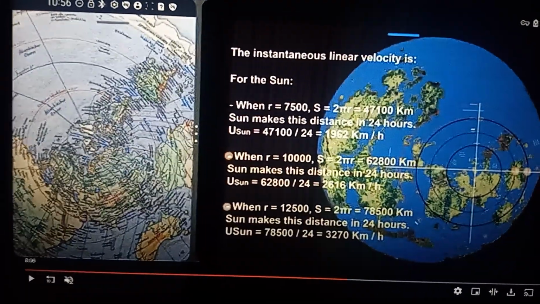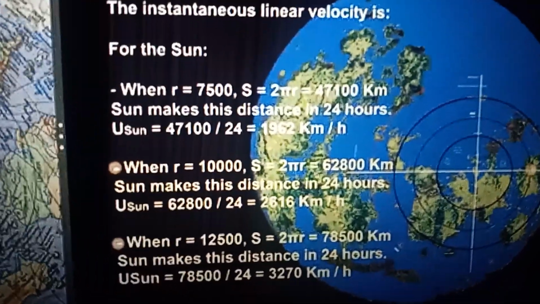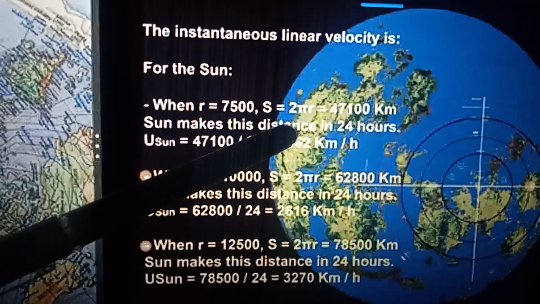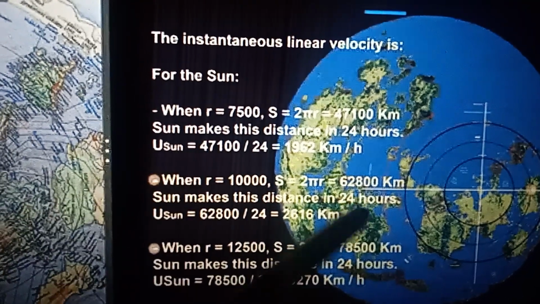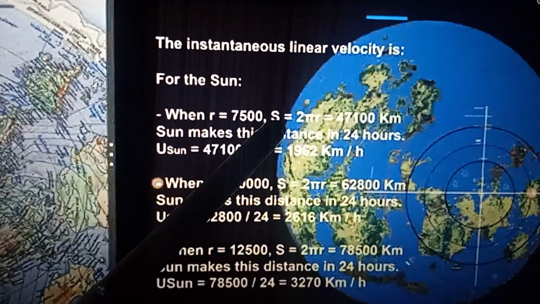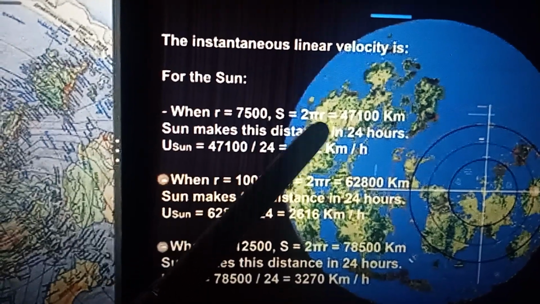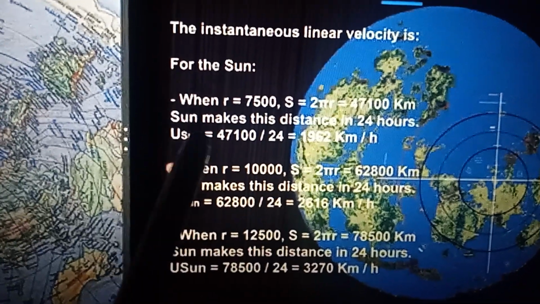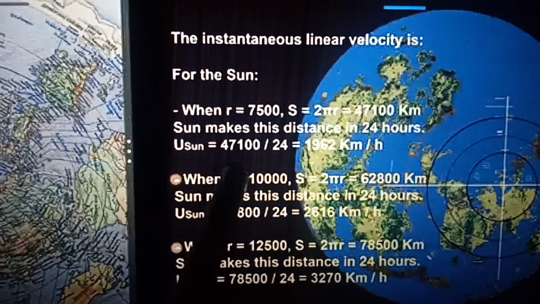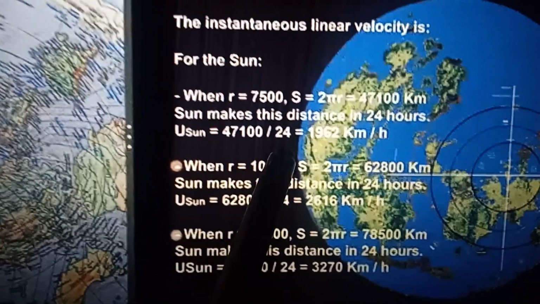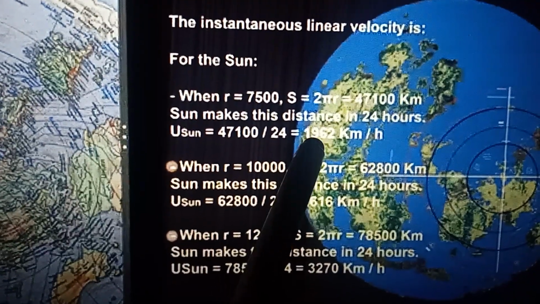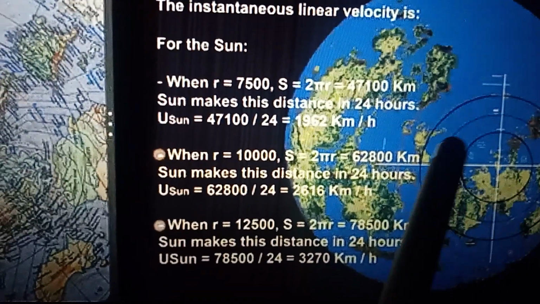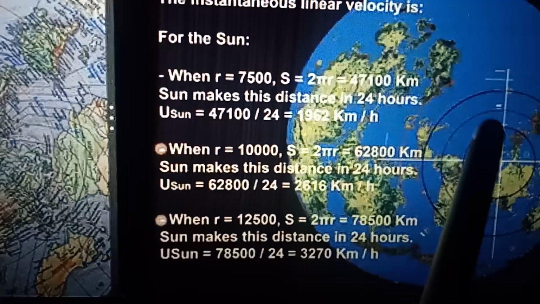And this is the part at 8:05, 8:06 I'd like to show you. Here we have the sun when r is 75. I guess that's the radius of this circle. And the sun is, I don't know, 2 pi r equals 47,100 kilometers. So the sun makes this distance in 24 hours. Therefore, the sun is traveling 47,100 kilometers in 24 hours, which equals 1,962 kilometers an hour. All right, we got that. It goes around this circle this way or that way. Yeah, I guess this way.